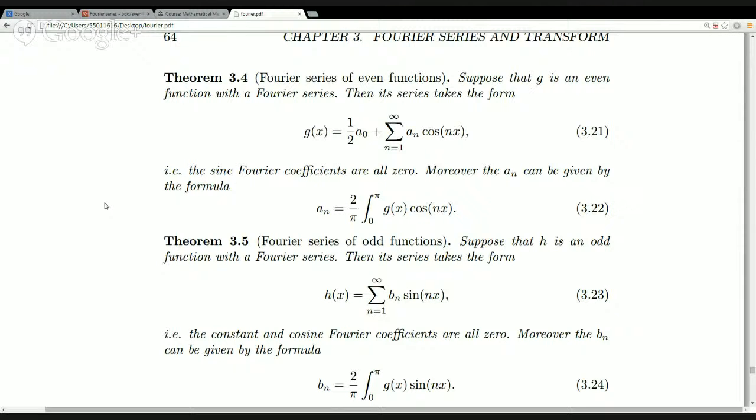For an even function, if g is even, then the product g of x times sine of nx is even times odd, so it's going to be odd. It's odd for all n. So that means the Fourier coefficient Bn, because this is the integral of this odd function g of x sine of nx dx, has to be 0. So there aren't any sine functions in the Fourier series for this function. They're all just multiplied by 0. So nice one there.